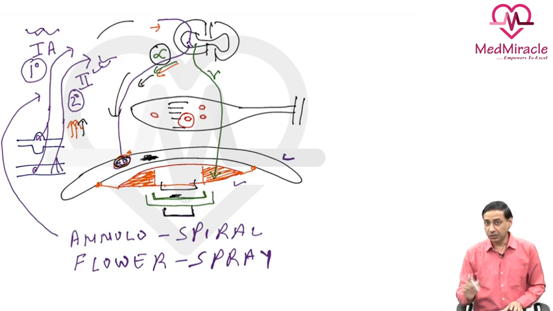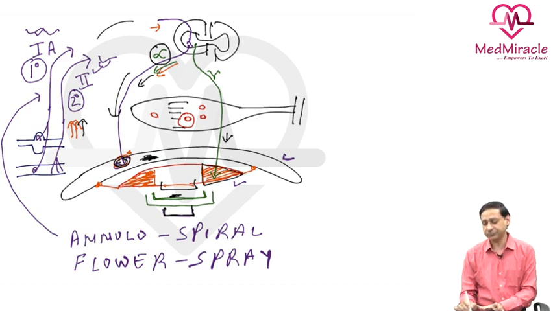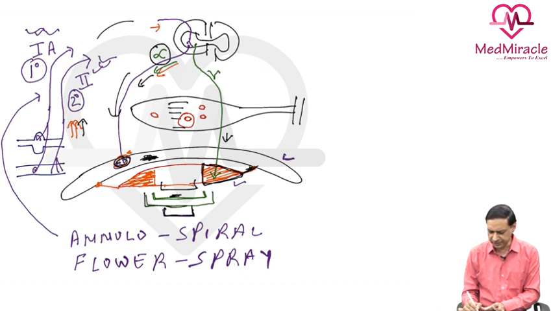On the other hand, what will happen if I stimulate the gamma motor neuron? Just see. The peripheral portion of the muscle spindle will contract. It is fixed here. So what will happen to the central portion? When the peripheral portion contracts, since it is fixed here, the central portion will be stretched. When the central portion is stretched, the afferents will fire. So this will fire. So the muscle will contract.